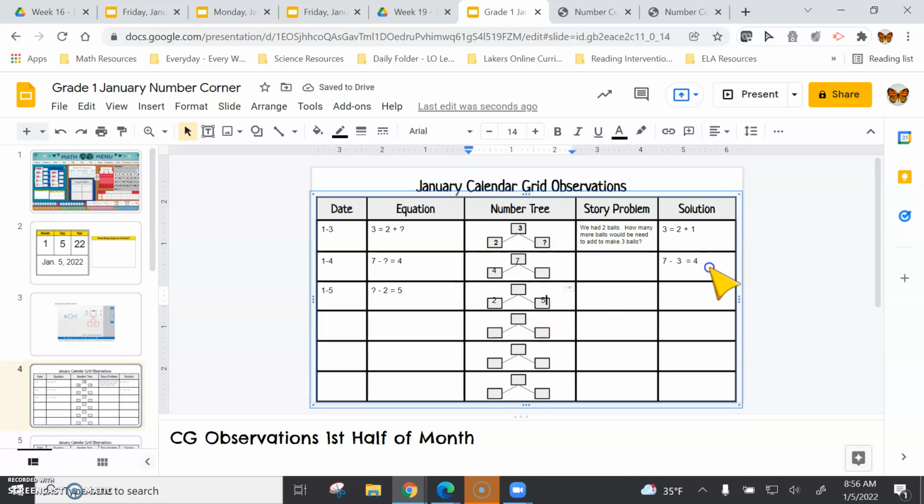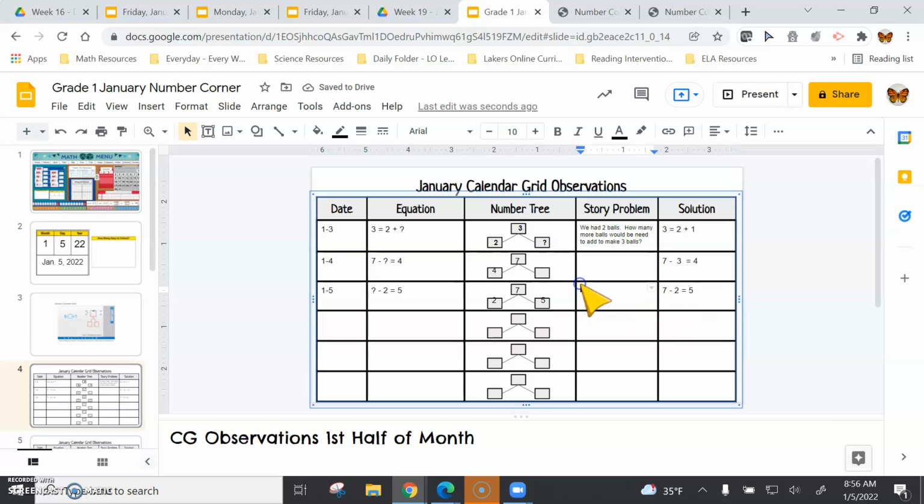If we think about a number tree, we can think about, wow, we know if we add those two numbers that are on the bottom of our number tree, it gives us the big number on top. What's that big number, class? Did you say 7? If you did, you are absolutely correct. 7 is that big number. So we can write an equation here to explain it. 7 minus 2 equals 5.